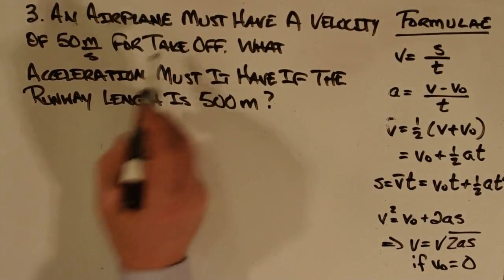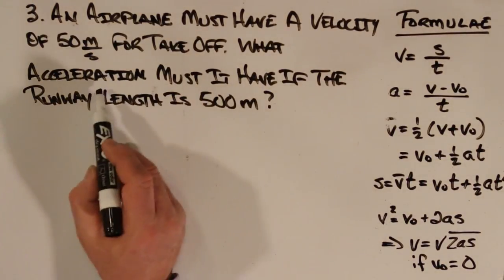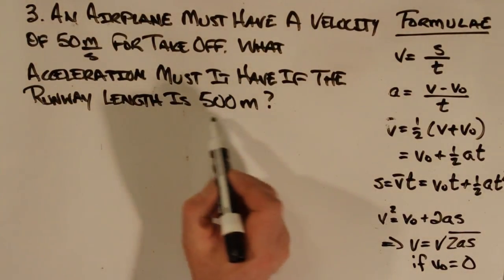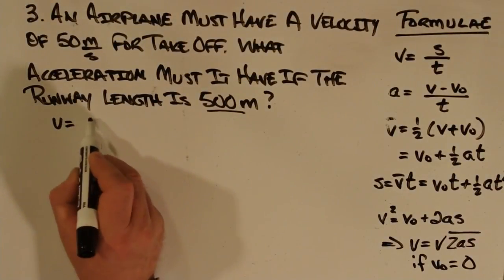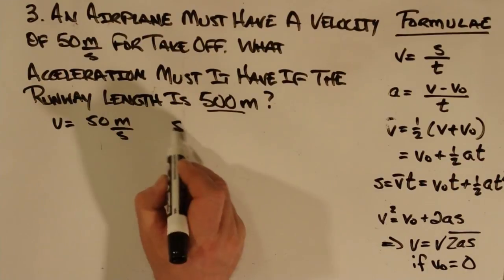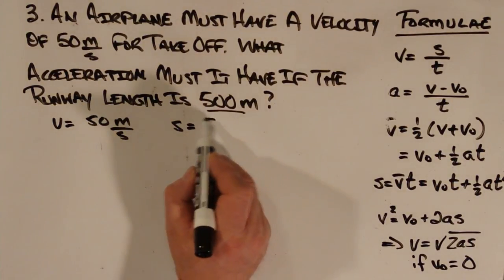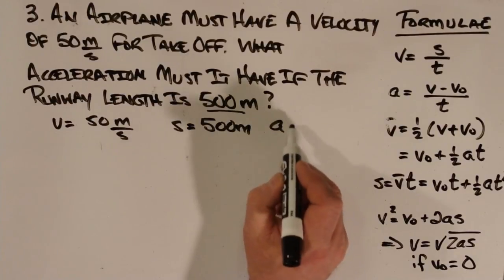The third problem, an airplane must have a velocity of 50 meters per second for takeoff. We're asked to find the acceleration it must have if the runway length is 500 meters. We're given velocity as 50 meters per second and the distance as 500 meters. And we're asked to find A.